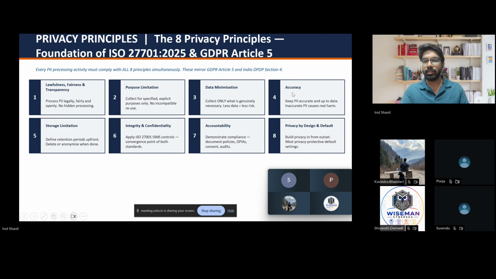Fourth one is accuracy. Companies should keep PII accurate and up to date. Inaccurate PII causes real harm. Again, if you read the privacy policy of any company, you will see that there is a clause about updating the PII details. For example, if you have changed your phone number, you should go to the company which holds your personal data and tell them, this is my mobile number I was using earlier, and this is my new number. You should update it in your records.